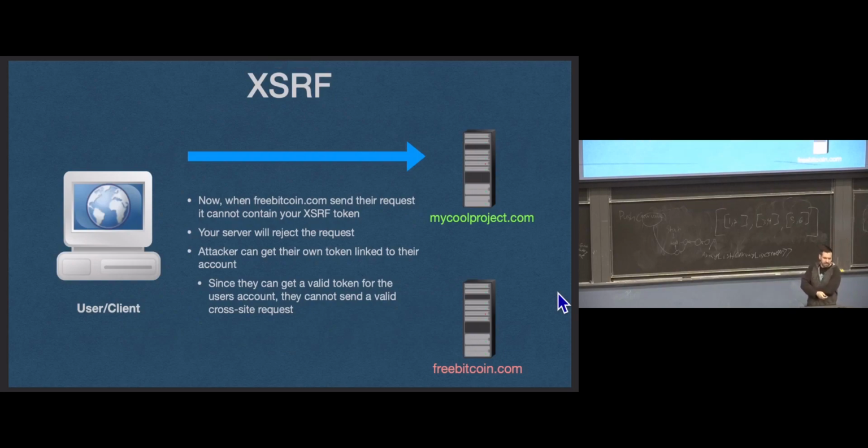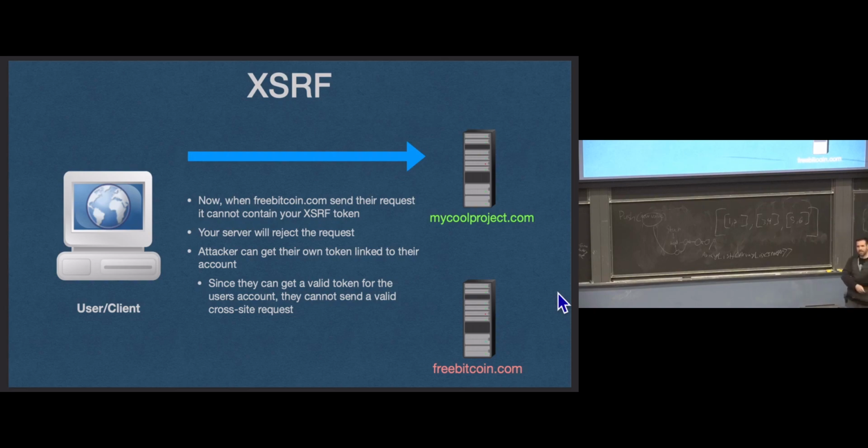Now someone visits your page. They get a cross-site token. The attacker has no simple way of reading that token, of getting that token. So they send this cross-site request.